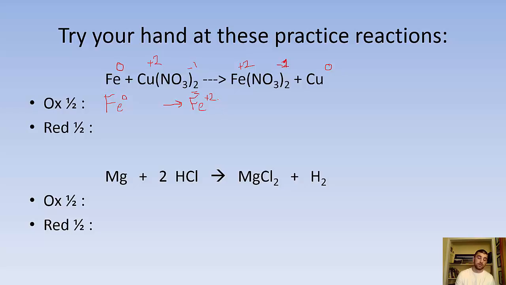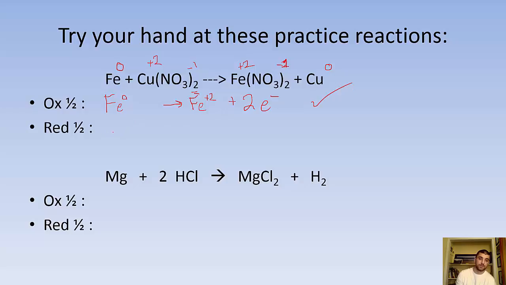How did it do that? Well, to go from 0 to 2, it must have lost 2 electrons. So I write 2 electrons on the product side. I check. 1 iron, 1 iron. Awesome. Overall charge, 0 on the left, +2 and -2, 0 on the right. So it's good to go.